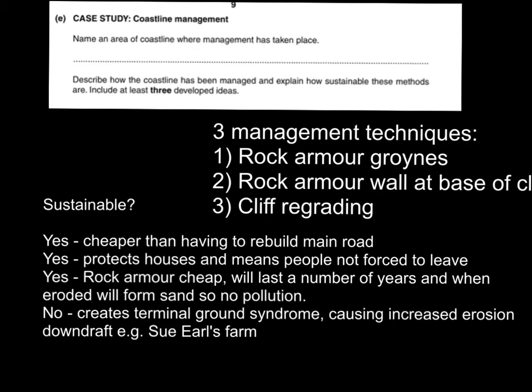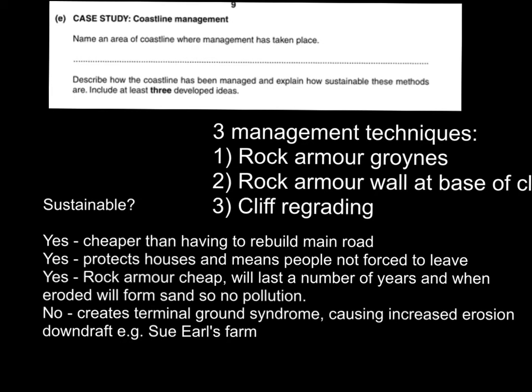Well, first of all, yes, it is sustainable because it was cheaper than having to rebuild the main road that ran through the village. You're saving money. That's got to be a good thing. That means you don't have to rebuild the road, you have no problems with the road falling in and transport links being broken, you haven't got to pay for the cost and borrow the money to build the road. It's got to be good in the short and the long term. It's got to be good for those people that live there. Their houses are being protected, people not forced to leave. That's got to be good, rather than people having to be relocated, or for people to have to have insurance, or for the council to have to pay for that.